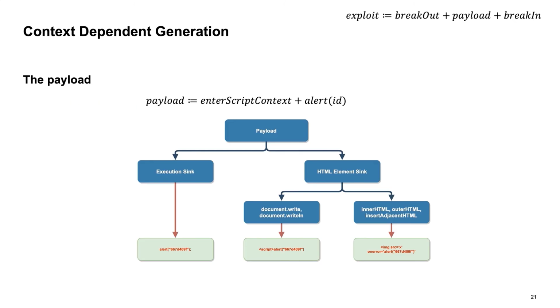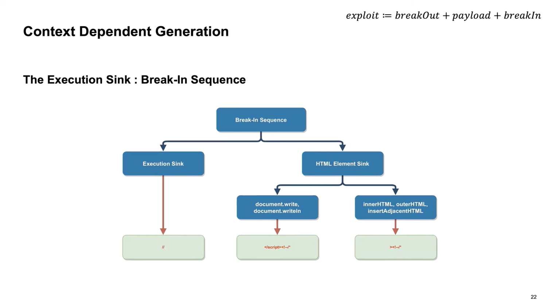Now, I'll go quickly over the other exploit parts. The payload consists of entering the script context, which differs from context to context, and then a function is attached to test the exploit afterwards. Here, for example, an alert to simplify it. The last component is the break-in sequence. It is also context dependent and allows closing the script context and starting the comment.